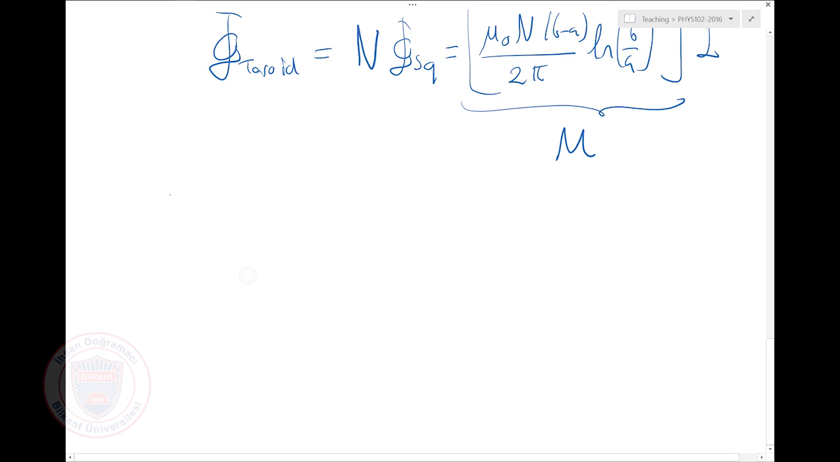Now, instead of mutual inductance, how about the self-inductance? How do I calculate the self-inductance? I don't have to think about the wire now. What I'm interested in is, if I'm running a current in the toroid, how much flux it's generating through its own center. All right? So how can I do that?